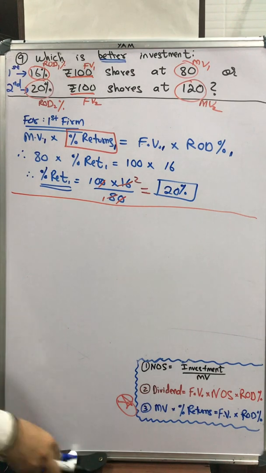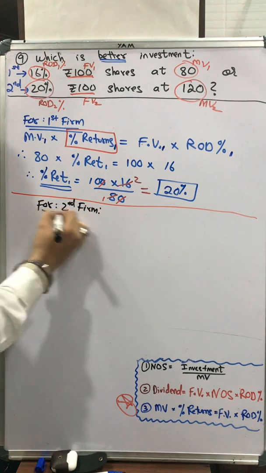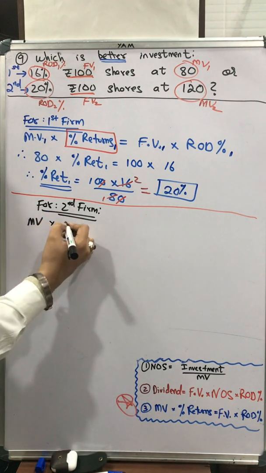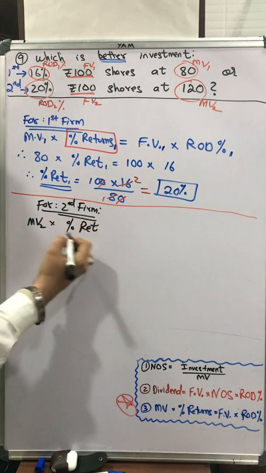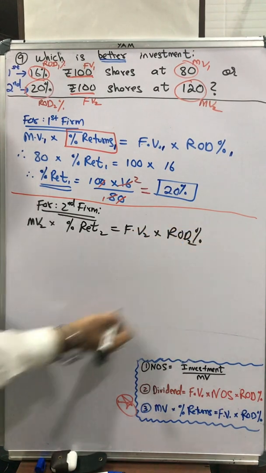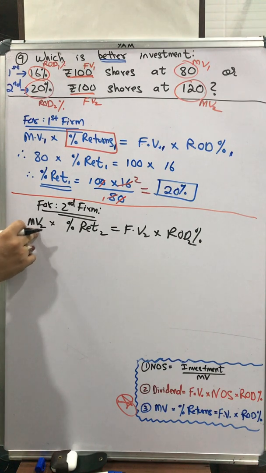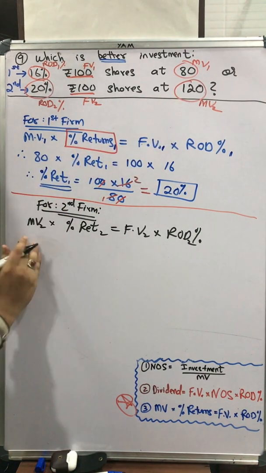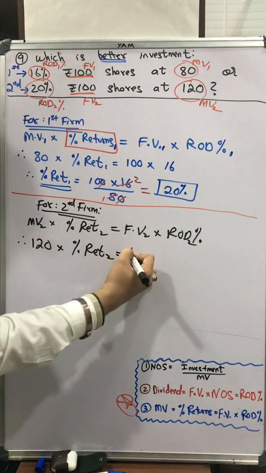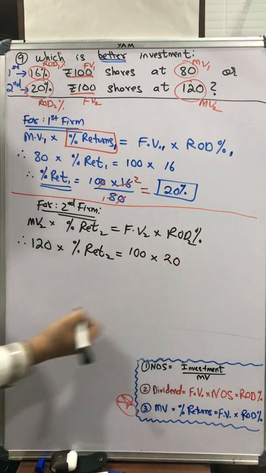For the second firm, I'll put the header. The formula remains the same, the third magical formula I'm copying: market value multiplied by percentage of returns equals face value of the second firm multiplied by rate of dividend for the second firm. Market value of the second firm, is it given to me? Yes, it is 120. So 120 multiplied by the percentage of returns, which I'll keep as it is. Face value for both is 100, multiplied by rate of dividend for the second firm, 20%. So I'll just write here 20.